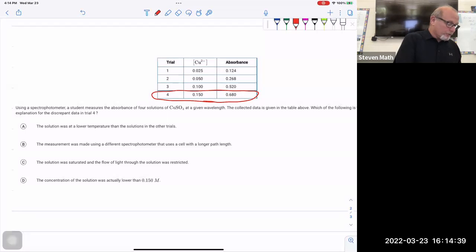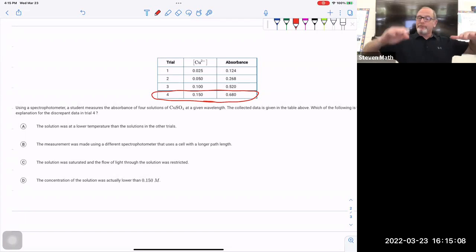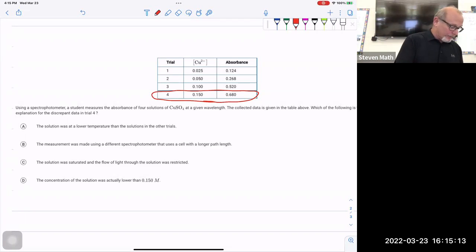And so they're saying the solution was at a lower temperature than the solutions of the other trials. We haven't talked about temperature. It has an effect, but not one that we're going to go into, so it's not very much use. The measurement was made using a different spectrophotometer with a longer path length. Could be, but if it has a longer path length, it's going to have a different absorption, and it's going to adjust for that absorption. So they're going to go up and down proportionally. So that's not the right answer either.